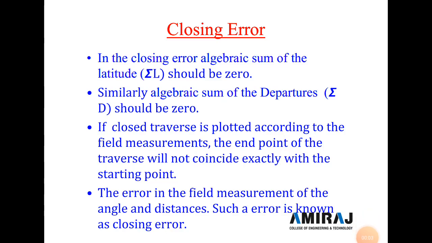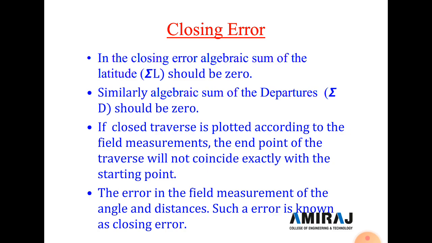Hello students, today we start a new topic in chapter number 2, module number 2, theodolite traverse, and the topic is closing error. Here, in a closed traverse, the algebraic sum of the latitudes should be 0 and the algebraic sum of the departures should be 0. We already discussed latitude and departure in the last lecture.